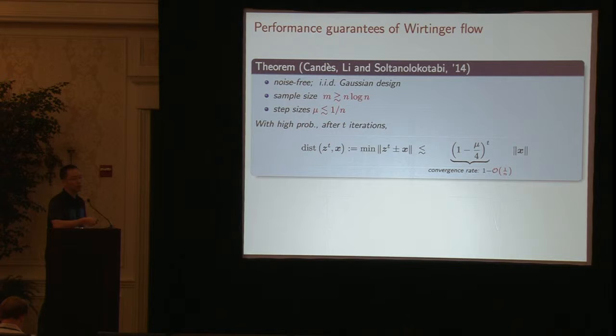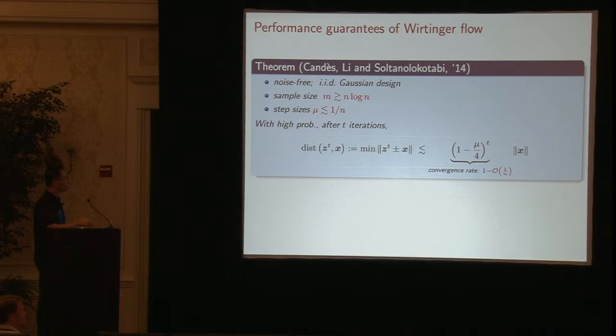Suppose that the data is noiseless, and suppose that we have IID Gaussian design, so the sampling vectors are generated as IID Gaussian. If the number of samples m is larger than n times log n, and if we choose the step size to be small enough, roughly on the order of 1 over n, then the error shrinks geometrically, and it converges geometrically fast to the ground truth.